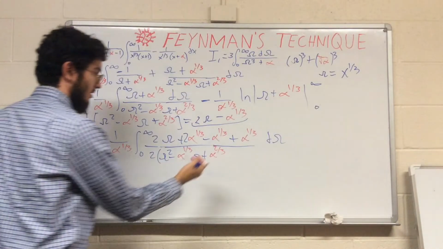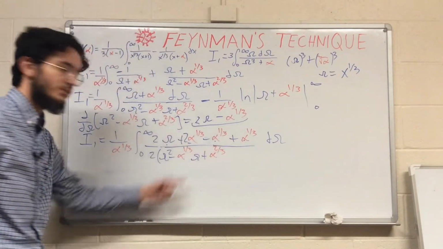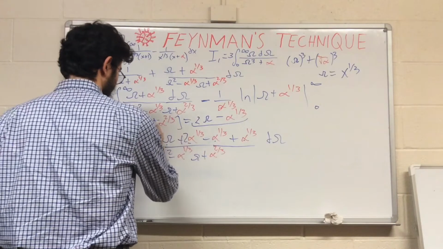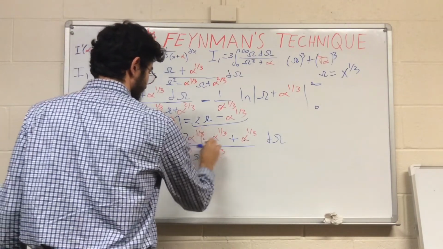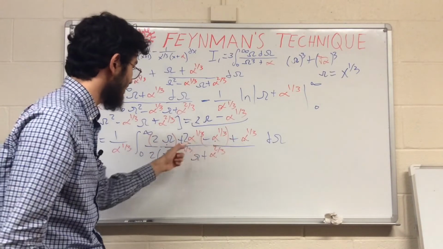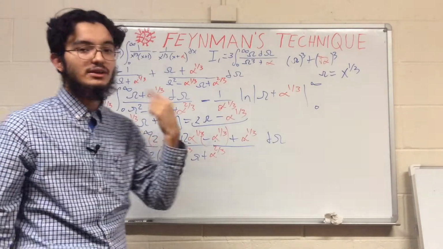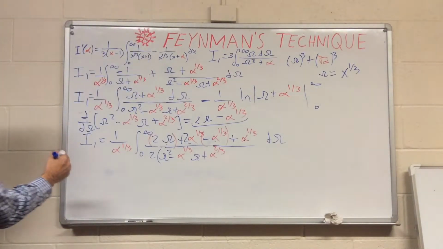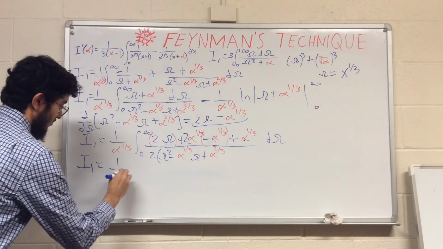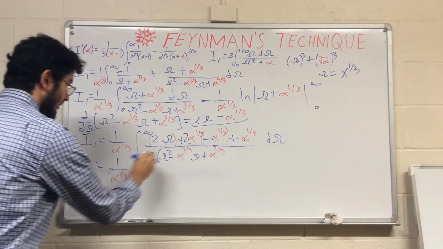So this over here, and this becomes 3 alpha to the 1/3, and we have the derivative over here. Okay, so we only care about this part and this part because that's the result of the derivative. And what's left is going to be 3 alpha to the 1/3, and that's going to be the other integral. So overall, I1 is nothing but 1 over alpha to the 1/3 times the integral of that, which will be nothing but 1/2.